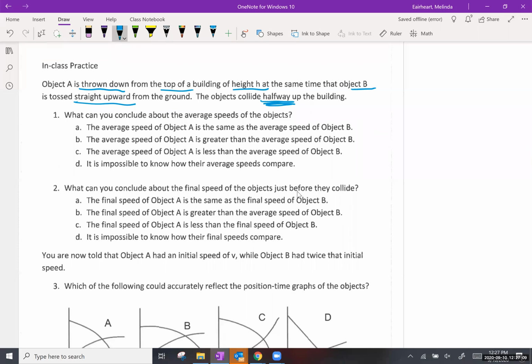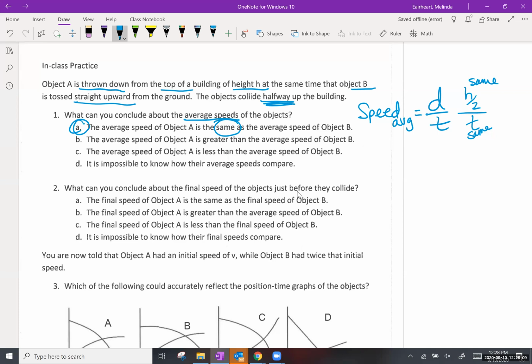Number 1 says, what can you conclude about their average speeds? So don't forget our defining equations. What is average speed? Distance over time. Right. So distance divided by time. It doesn't matter who's going up or down. And if they collide halfway, don't they both have height divided by 2 as their distance? And then the time from release to the time that they hit is going to be the same. So I don't know that time, but I know that the distance and time are going to be the same, even though one's speeding up and slowing down. Because of that, they're going to have the same average speed. Good deal?